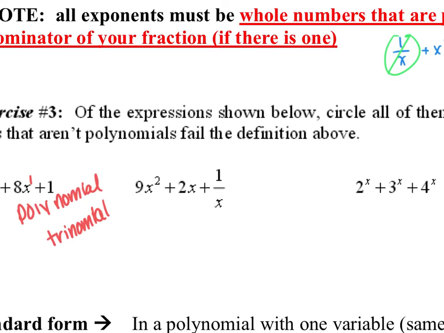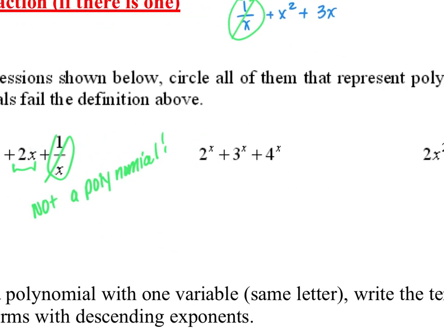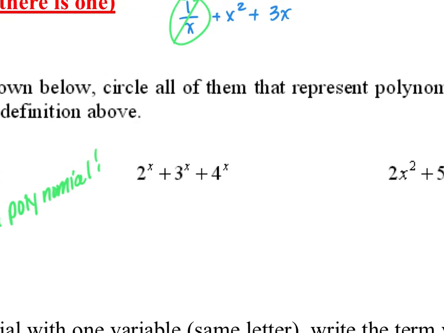I have 9x squared plus 2x plus 1 over x. If you look, 9x squared is fine, 2x is fine, but again, I don't like when my x is in the denominator. So this is not a polynomial. If you didn't have the 1 over x, then yes, it would be a polynomial. Number 3, I have 2 to the x plus 3 to the x plus 4 to the x. This is not a polynomial because if you look, your exponents are all variables. If they were numbers, that would be fine.